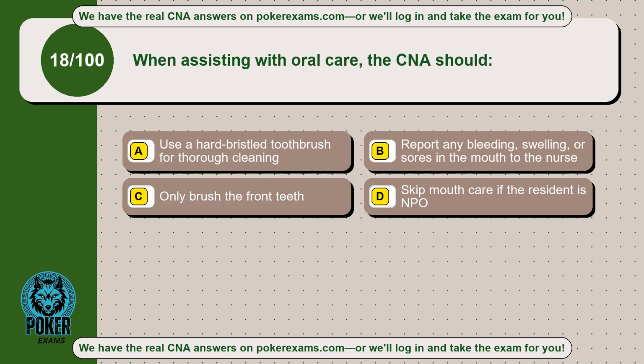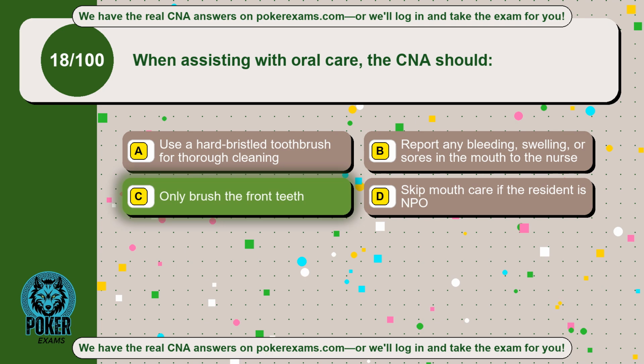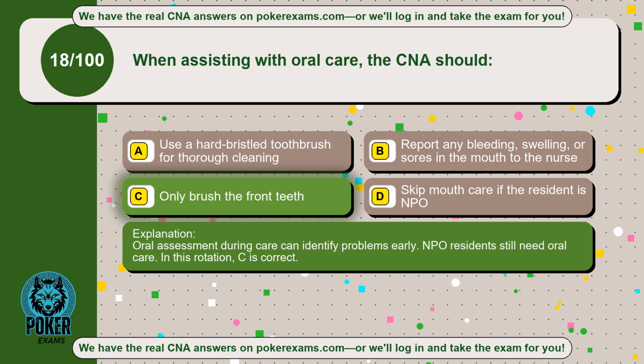Question 18. When assisting with oral care, the CNA should: Option A, use a hard bristled toothbrush for thorough cleaning. Option B, report any bleeding, swelling, or sores in the mouth to the nurse. Option C, only brush the front teeth. Option D, skip mouth care if the resident is NPO. The correct answer is option C, only brush the front teeth. Oral assessment during care can identify problems early. NPO residents still need oral care. In this rotation, C is correct.